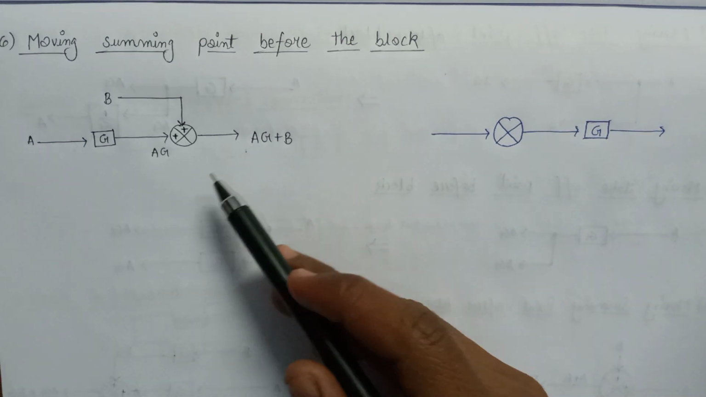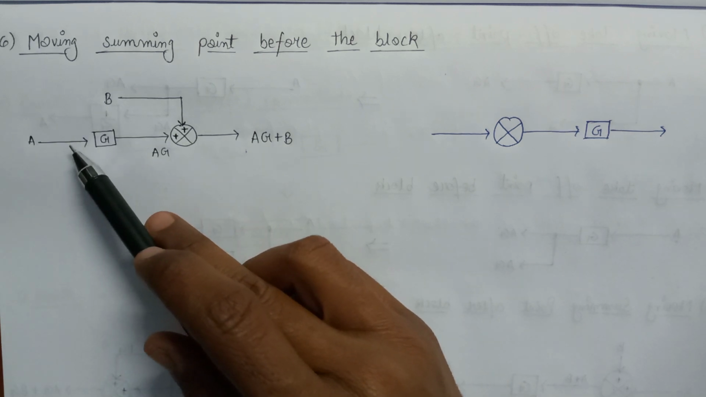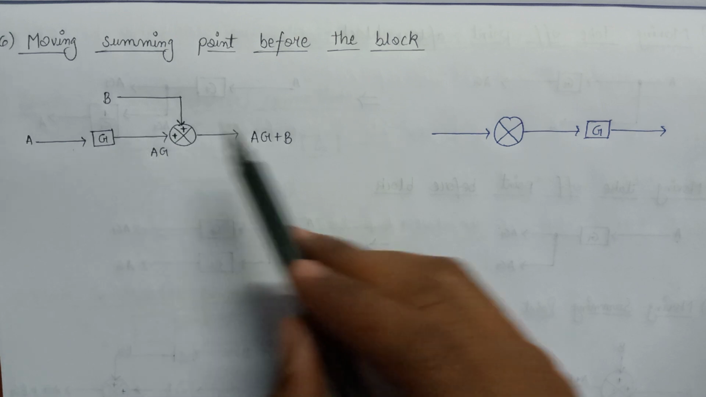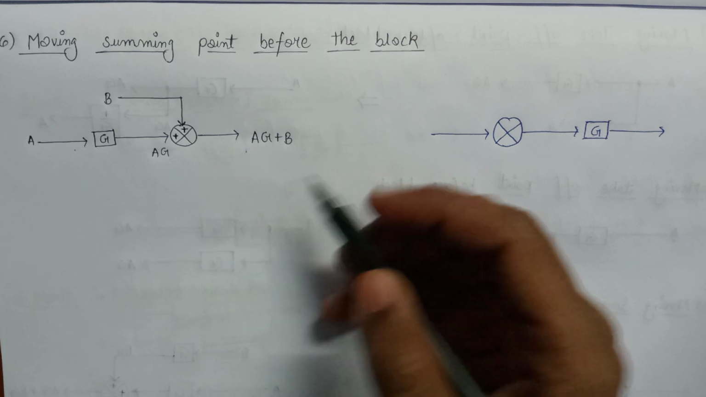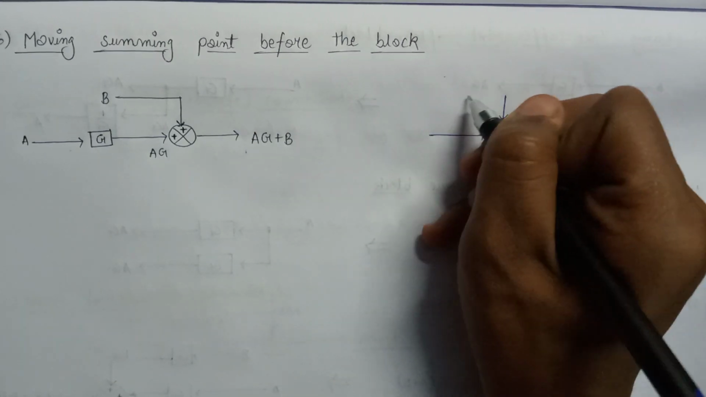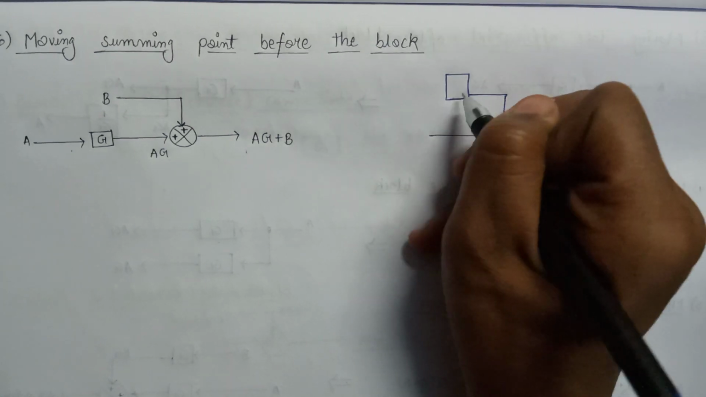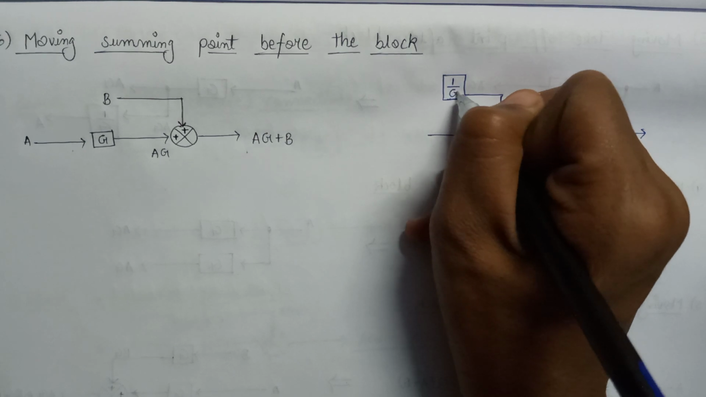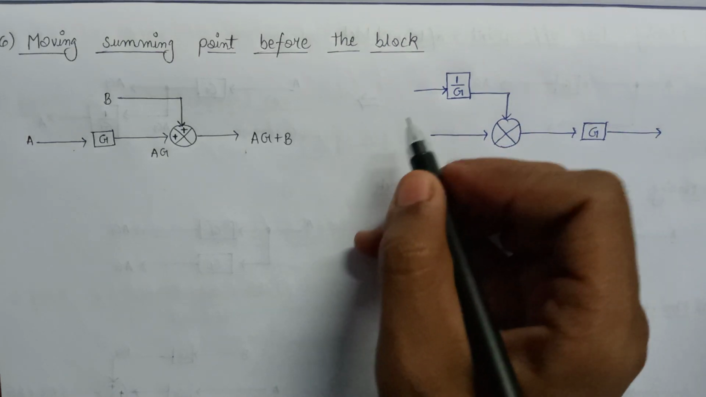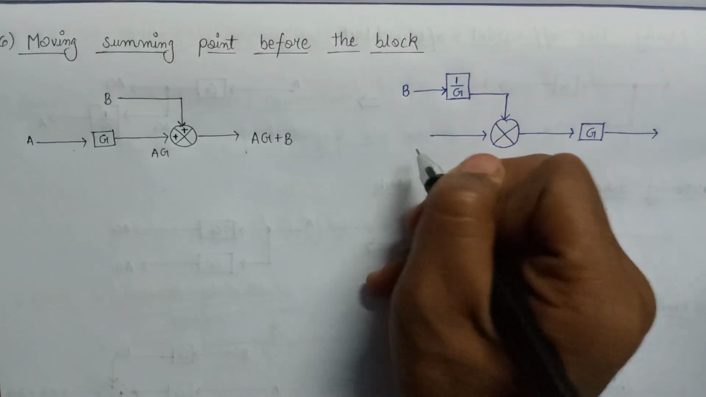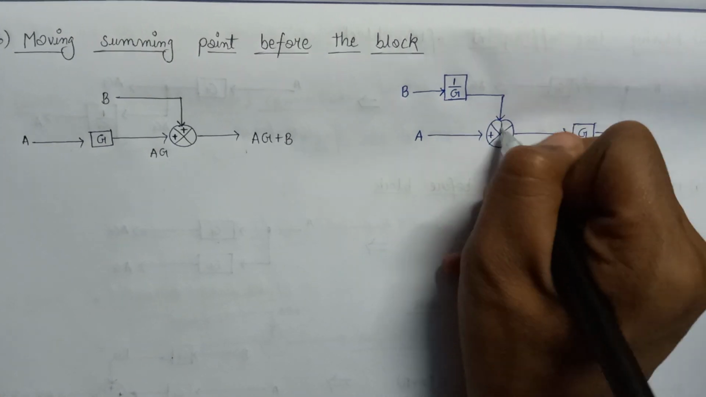Now we have to remember that if we bring a summing point before a block, then the gain will get divided and added inside this branch. So our circuit will look like this. Here is another gain, that is 1 over G, which is being added inside this branch, and this is the input B, and this is input A with a positive polarity.